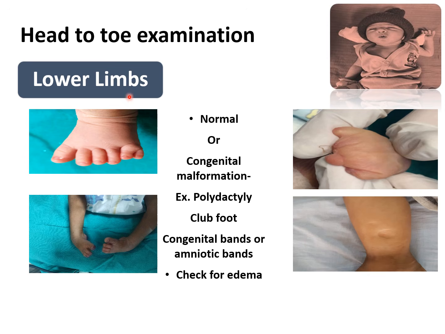Then examine the lower limb. Is it normal or having any congenital malformation? Then you have to mention. Example, in this image baby is having polydactyly. Here it is club foot, and this is congenital band or amniotic band syndrome. And here you can see this is pitting edema present in lower limb. So any abnormal finding you have to mention.